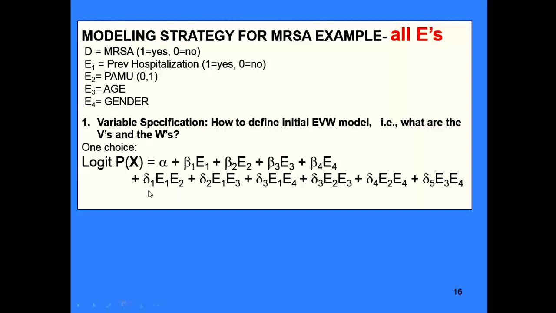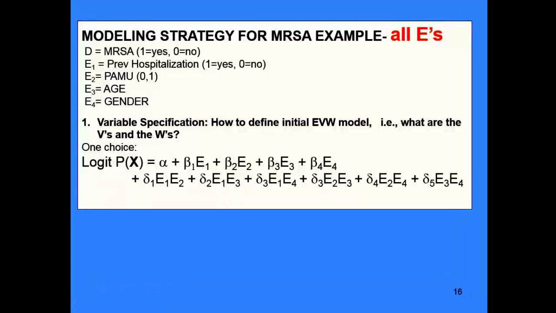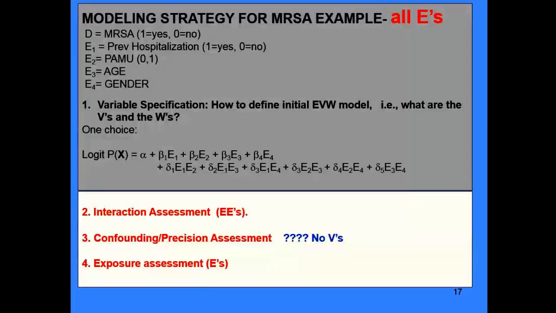There's no EW, so we're not dealing with confounding in that sense. So once we decide whether we're going to keep any or all of these product terms, the next step would be to decide whether we're going to deal with or drop any of the E's. This was the model that I started off with. Then you're down to interaction assessment, and confounding, but there's no confounding because you don't have any V's. So now you're down to eventually dealing with the E's.